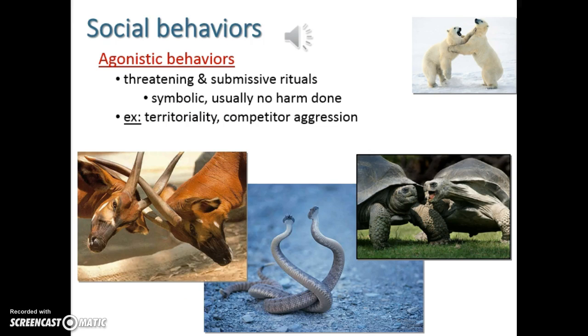The next type of behavior we're going to discuss is called agonistic behavior. This is the type of behavior that is aggressive, threatening in one case and submissive in another. It's symbolic. Usually there's no harm done, even though it can look very violent or very aggressive. Examples of agonistic behavior are issues of marking a territory, or mating and outcompeting another male, usually for reproductive rights.